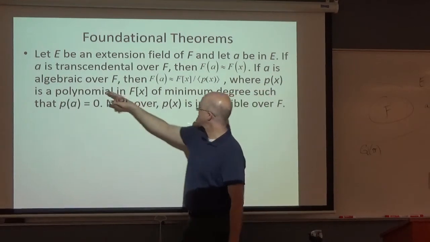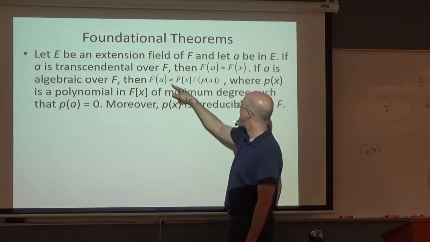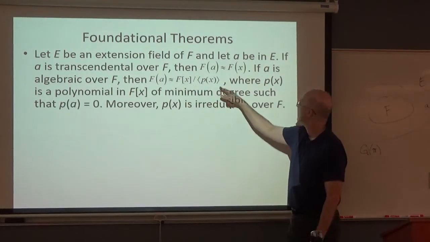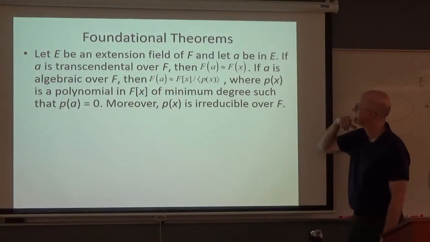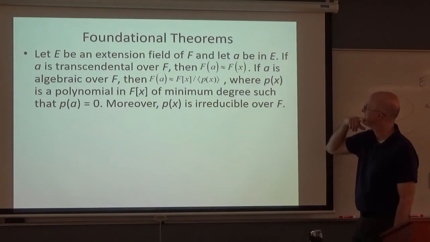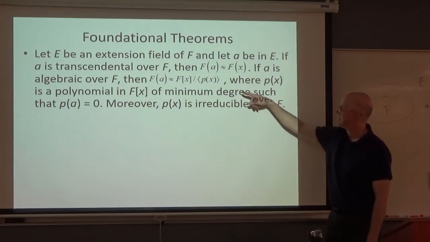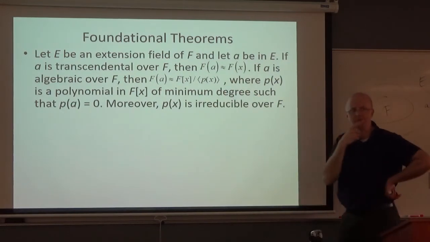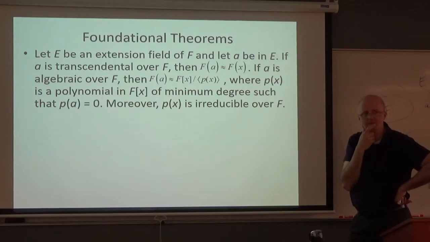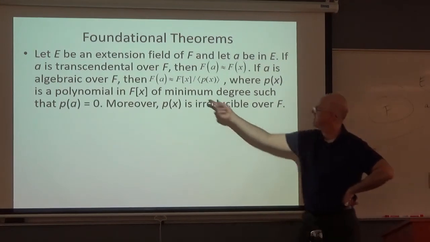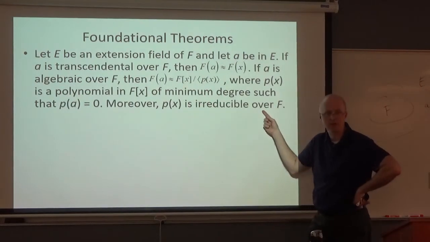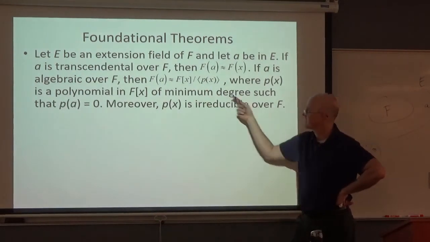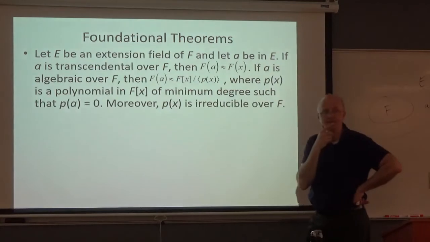If A is algebraic over F, then this is in fact isomorphic to this factor ring, where P of X is a polynomial of minimum degree that has A as a 0, and P of X is irreducible over F. This should seem not too surprising, perhaps. We've talked about these kinds of factor rings before. They are fields when P of X is irreducible over F. And it turns out F of A is isomorphic to that.